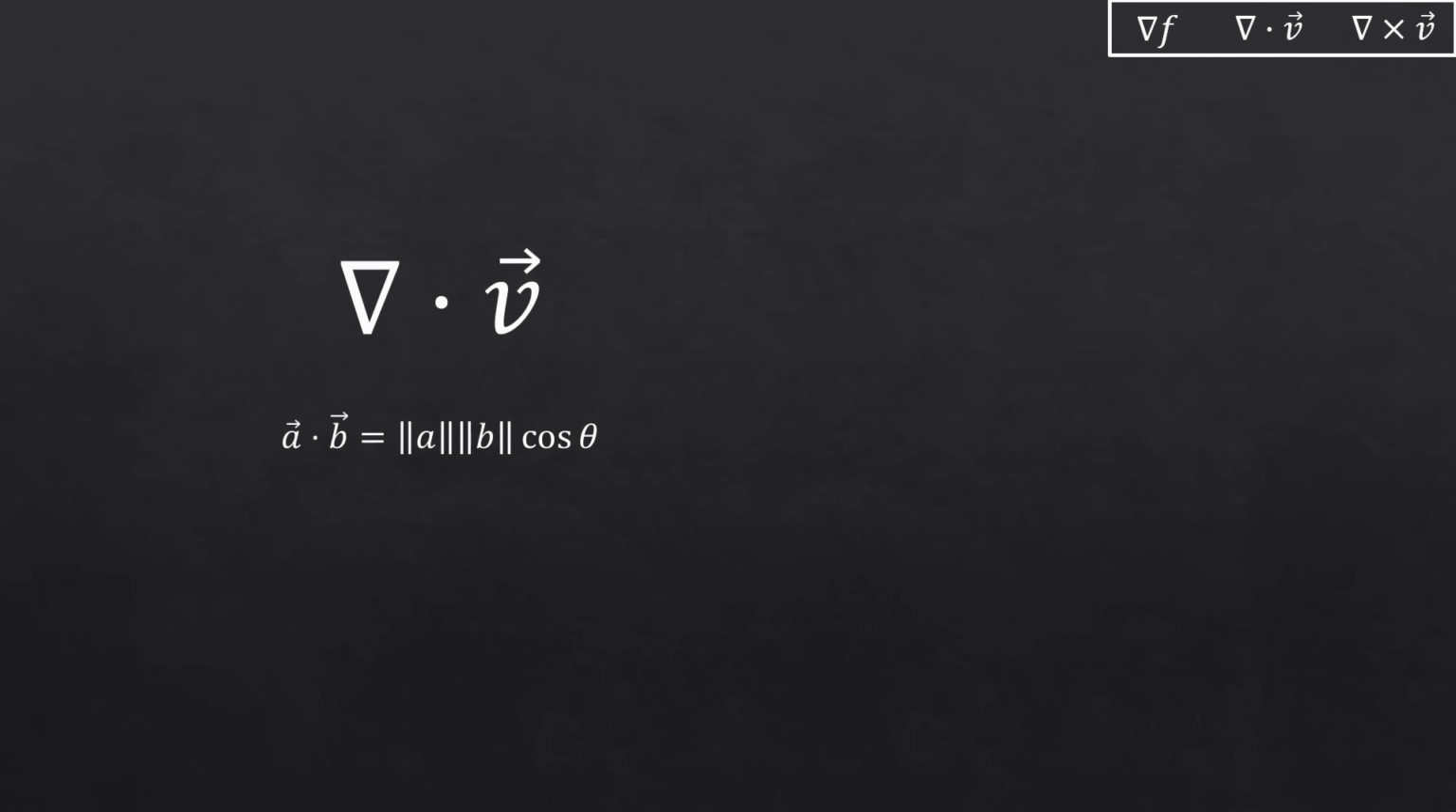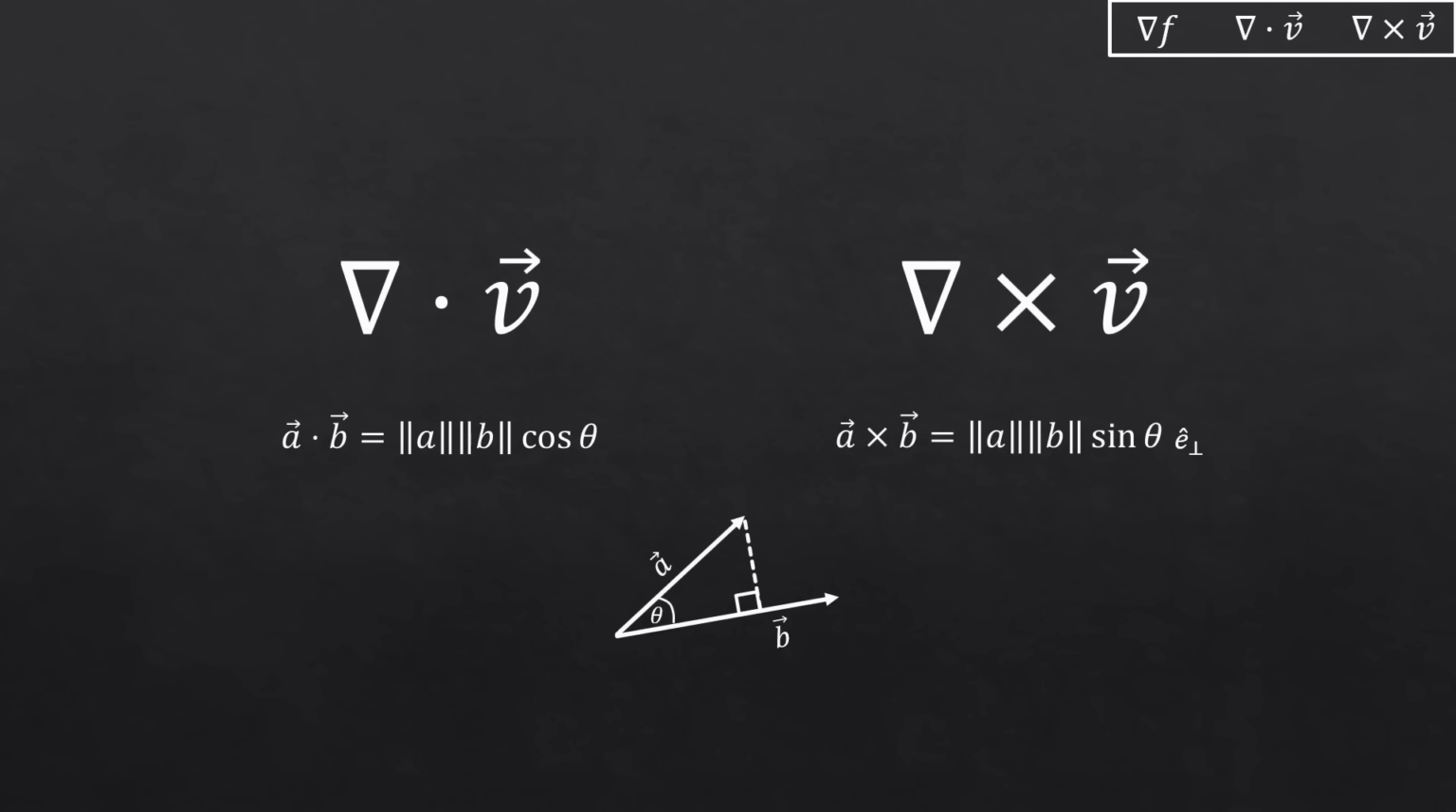As you probably know, there are two ways to multiply two vector types, the dot product and the cross product. The dot product compares the two vectors along the same line using cosine, which is why this was about the divergence. The cross product measures how much one vector rotates the other using sine. And this is why the third operation is called curl. And another difference is that the divergence gives a scalar field, while the curl gives a vector field. It has directions.